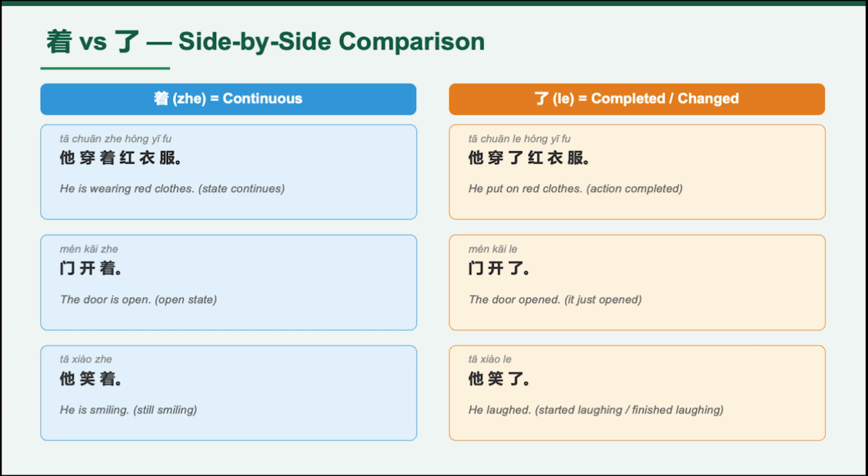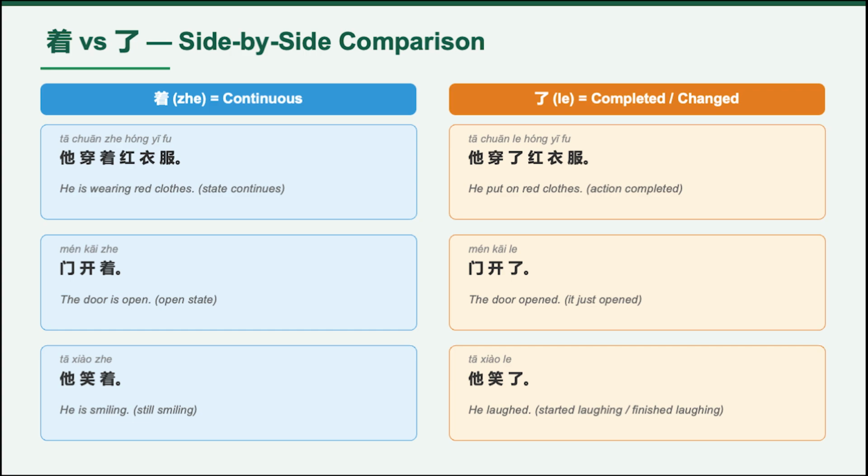Now let's compare zhe and le side by side, because this is where things really click. First, 他穿着红衣服. He is wearing red clothes. The clothes are still on him. Now compare that with 他穿了红衣服. This means he put on red clothes. The action finished. Completely different meaning.